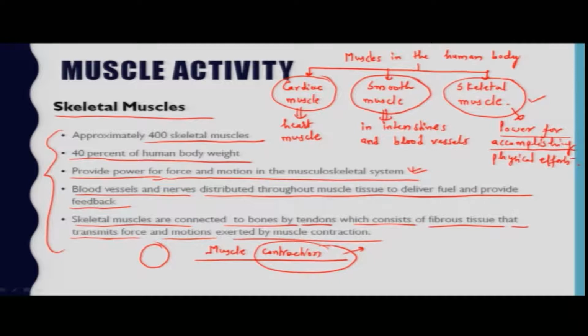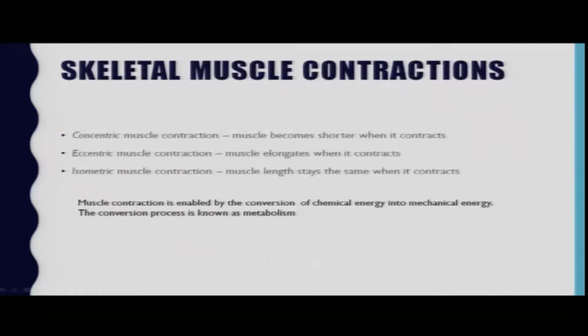So again, since it is of our interest, muscle contraction we can also divide into some parts. This skeletal muscle contraction is of three types. Since it is directly related to performance and performing physical efforts, we need to have some basics of muscle contraction. So in context with that, we are extending our knowledge towards this particular topic. So muscle contraction is of three types.